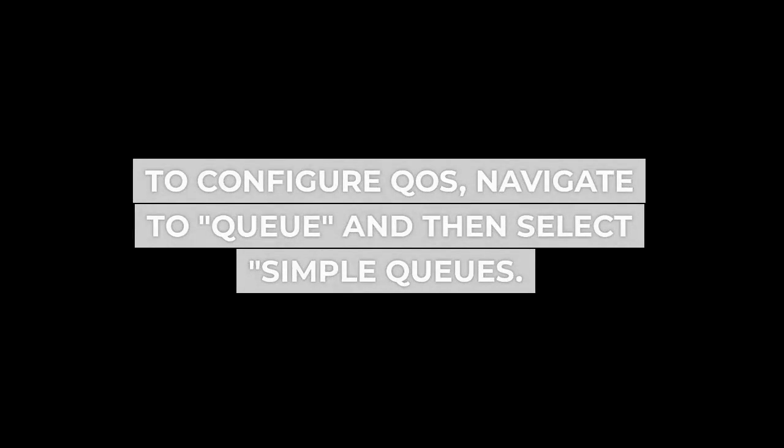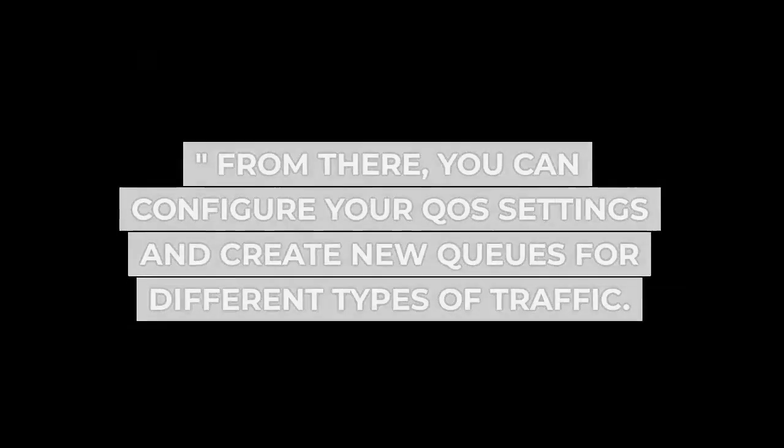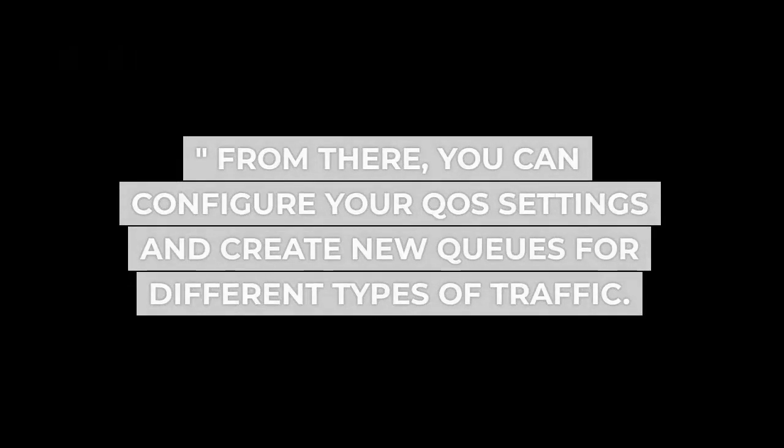To configure QoS, navigate to queue and then select simple queues. From there, you can configure your QoS settings and create new queues for different types of traffic.